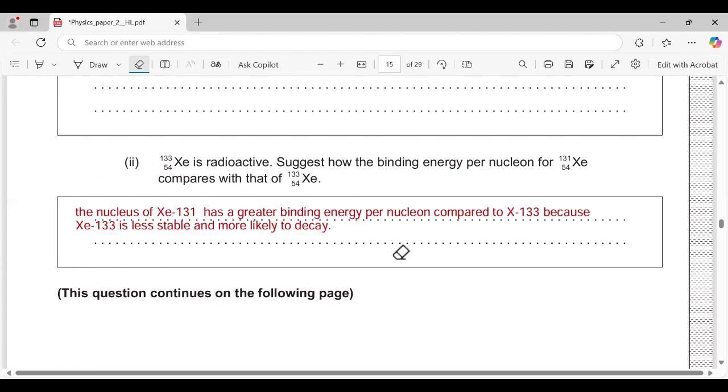Xenon-131 is stable, meaning its nucleus is tightly bound and more stable. This stability corresponds to a higher binding energy per nucleon, while xenon-133 is radioactive, meaning it undergoes decay to reach a more stable state. This lower stability indicates a lower binding energy per nucleon. Next question.